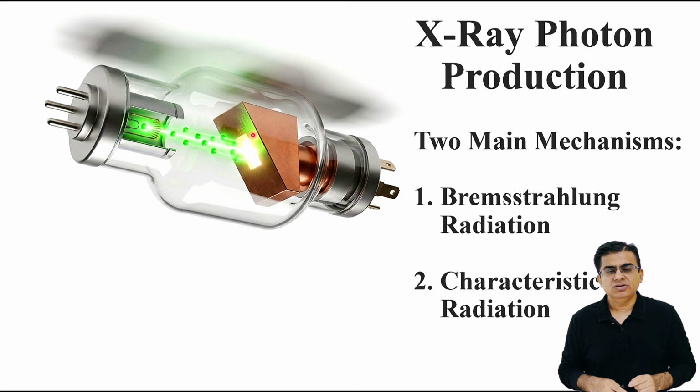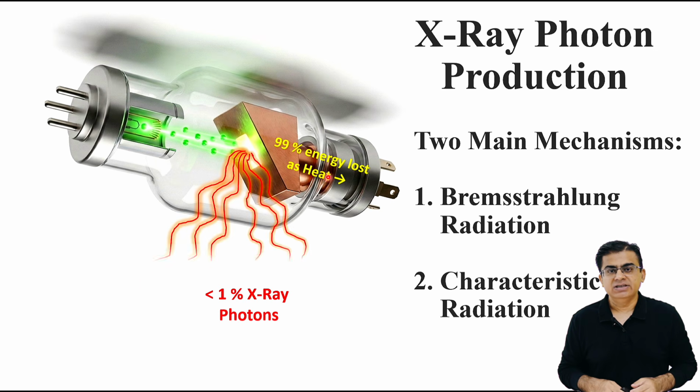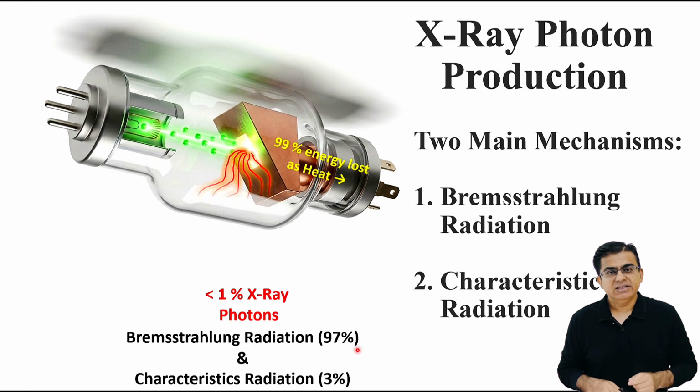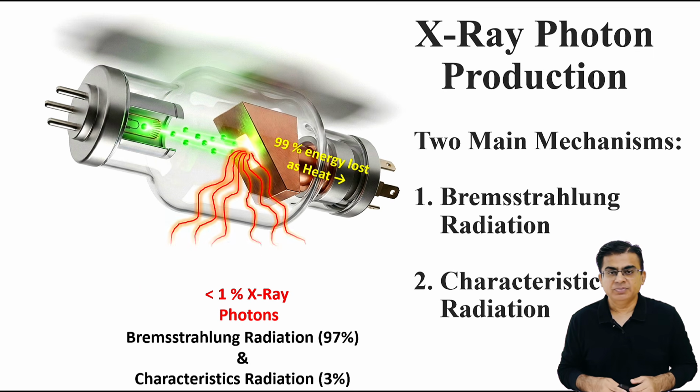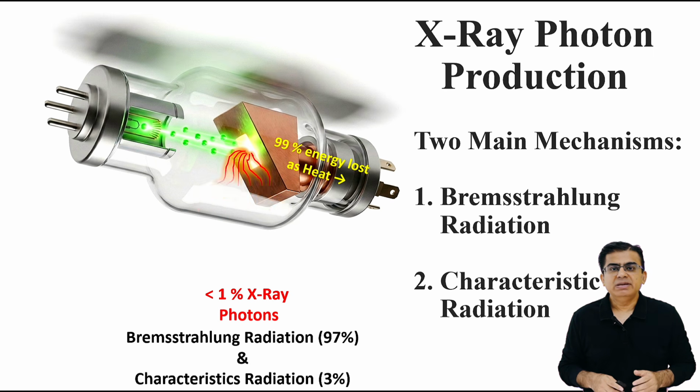When these high-speed electrons are forced to stop suddenly, a massive conversion of energy takes place. What exactly happens during this collision between the high-speed electron and the tungsten atom is our main topic for today's lecture. The topic of today's lecture is X-ray photon production by two main mechanisms, Bremsstrahlung radiation and characteristic radiation. Today's lecture is going to be a long video because there are many important concepts which require time to explain to you. Let me summarize today's lecture right here.